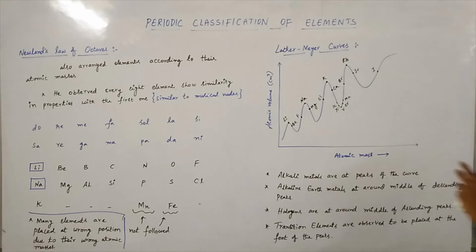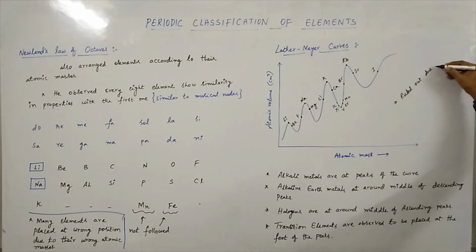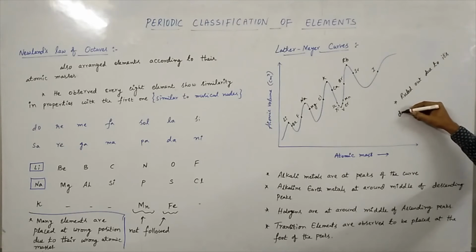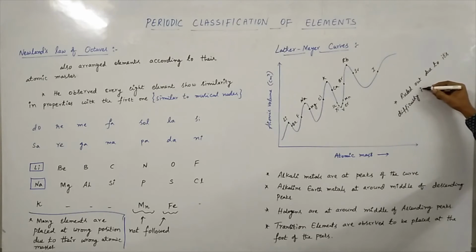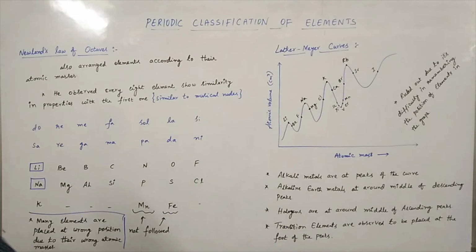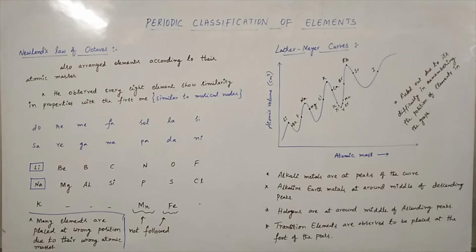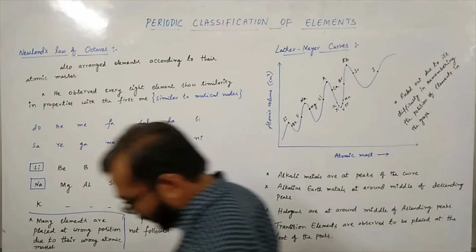But this is also ruled out because of its difficulty to remember the position of every element in the graph. So this is also ruled out due to its difficulty in remembering the position of elements in the graph. Our motto of the periodic table is to make it simpler, to make it easy to remember all the elements, and we need to predict their properties based upon the table, right? So because of its difficulty, these Lothar-Meyer curves were also ruled out.